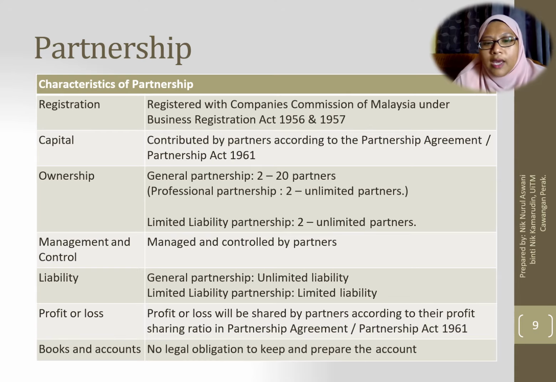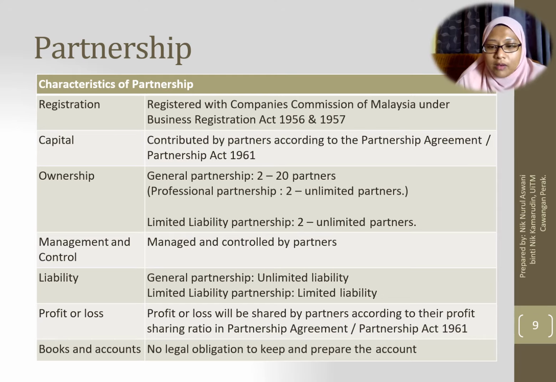And then we have the limited liability partnership, which is different from the general partnership, and the number of members is 2 to unlimited partners. What about the management and control? Basically, it will be managed and controlled by the partners. For liability, in a general partnership the liability is unlimited, whereas for a limited liability partnership, as the name says, the liability is limited.